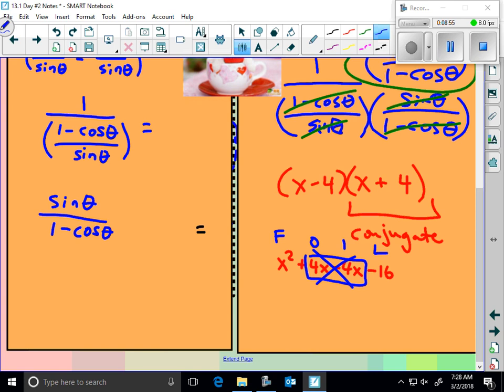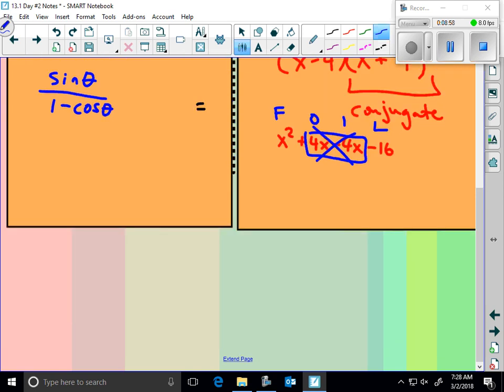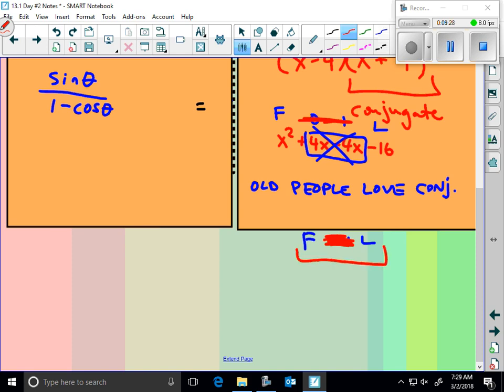So one thing that helps me remember is that old people love conjugates. Old people love conjugates. I'm not going to write it all the way out. Why? You're asking me why. Well, this is kind of a fun way to remember, the FOIL process doesn't require you to do the entire FOIL. What would I get rid of? O and I, right? So what does that remind old people of? Florida, FL, right? You just have to do first last.